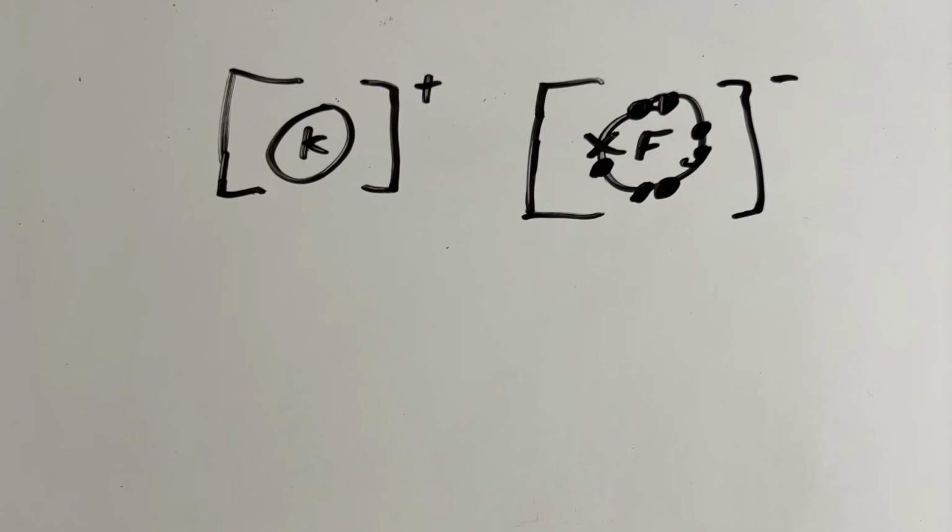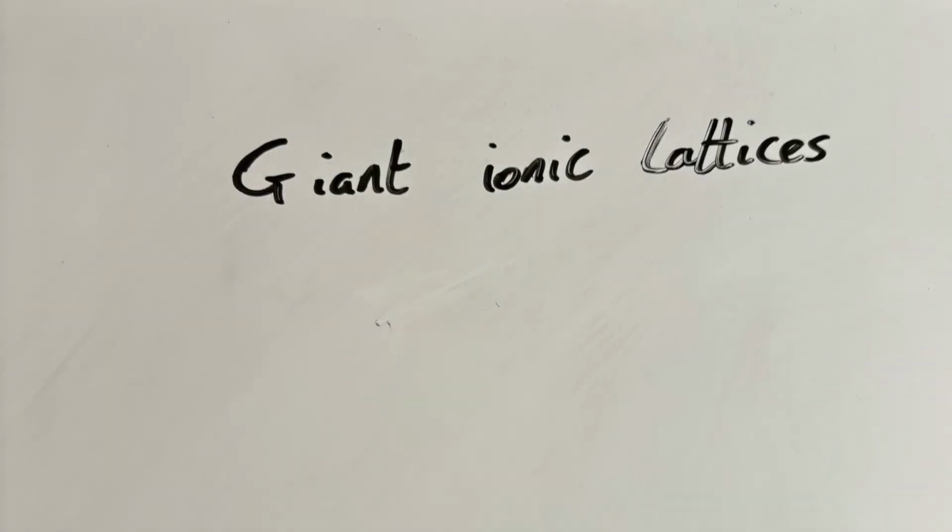So now fluorine has a full outer shell with 7 dots and 1 cross, and potassium has a full outer shell, which you can either draw as 8 crosses or just none because it's lost one. And then obviously don't forget your square brackets and your signs. And these will form what is known as a giant ionic lattice.